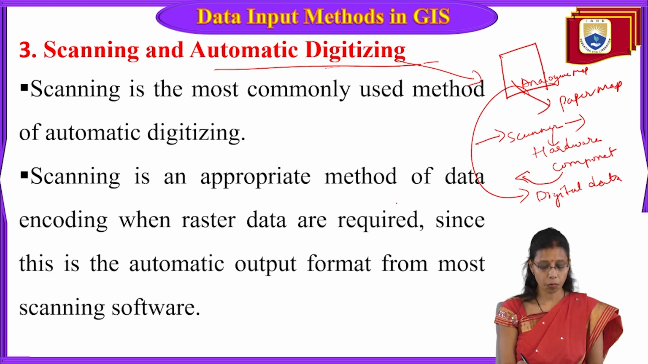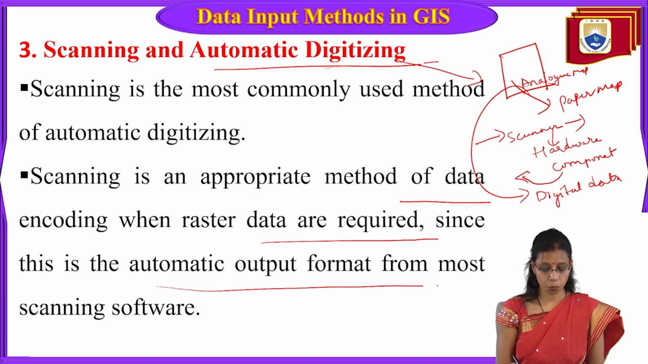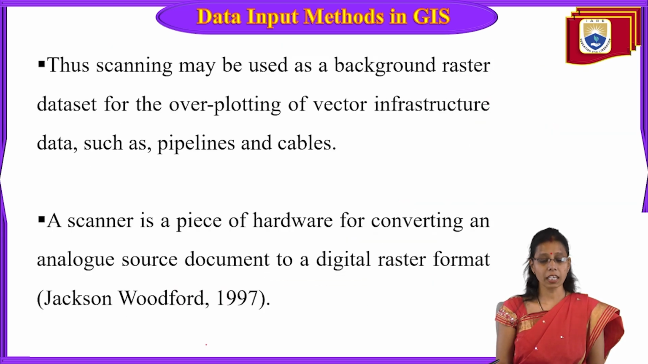Now, scanning is an appropriate method of data encoding when raster data are required, since this is the automatic output format for most scanning software. The scanning may be used as a background raster dataset for the overplotting of vector infrastructure data such as pipelines and cables. So, scanning can be used as a background of raster datasets.